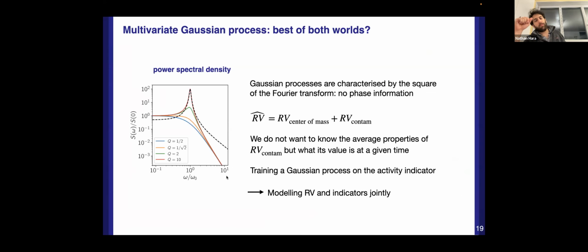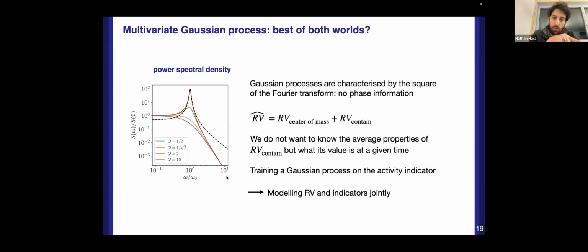Okay, so the problem with the Gaussian process, if you analyze only the RV time series, is that the Gaussian process is the square modulus of the Fourier transform. So you have no phase information. But what you want to know is what the value of the contaminating signal is at a particular time, not on average, but at this particular time.